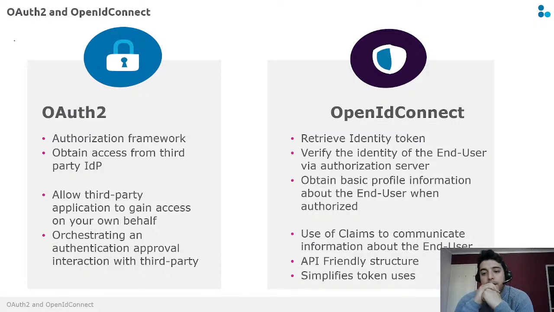This basic profile is great to obtain because if you are developing and you want to access a lot of information that is in another identity provider, yes, you can get this and use it for registration purposes or whatever you want. And finally, you can use the claims to communicate information about the end user. The claims are things that we will see more in depth. It has an API-friendly structure. We will see the endpoints for OpenID Connect, and it simplifies the JWT use, that is the token.